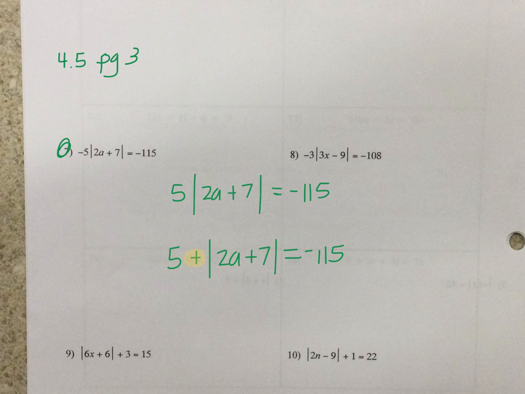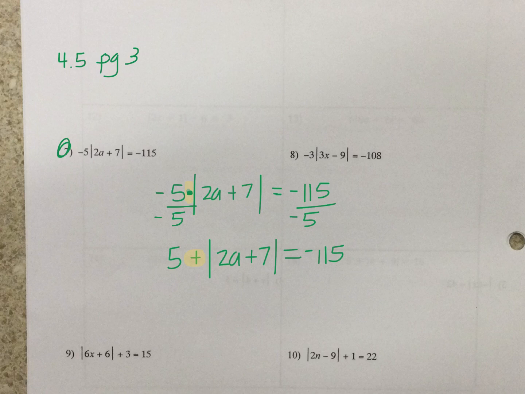In this top example, it says 5, absolute value of 2a plus 7. So when I look right here in the middle between the 5 and the absolute value, I do not see add, I do not see subtract, I do not see divide, I see nothing, which tells me it's being multiplied. So that means that I need to divide. All right, even if this had been a negative 5, it would still be multiplied. I would just divide that negative.